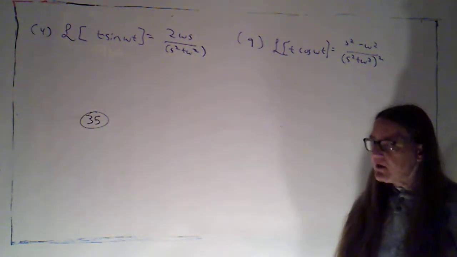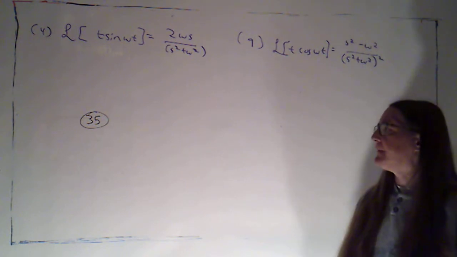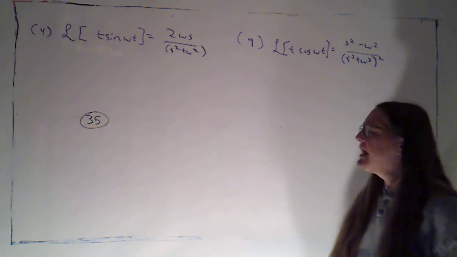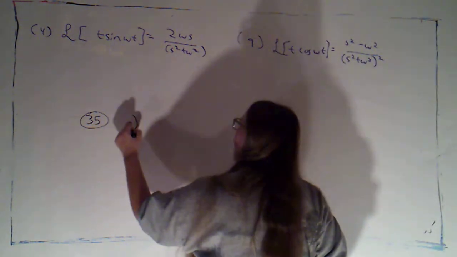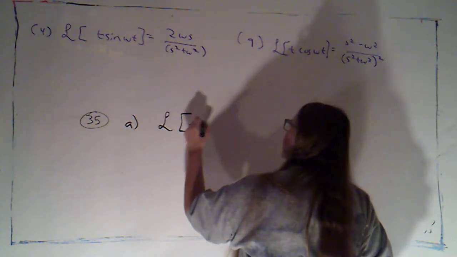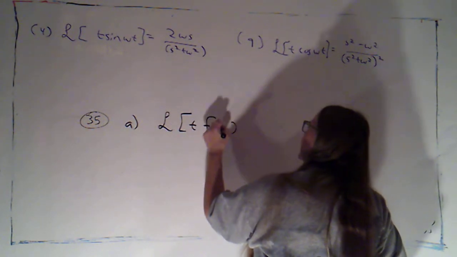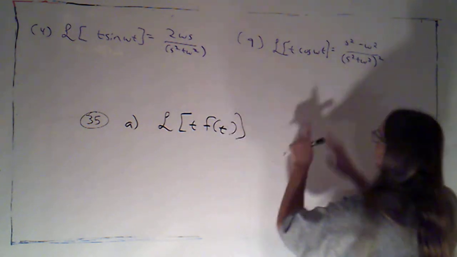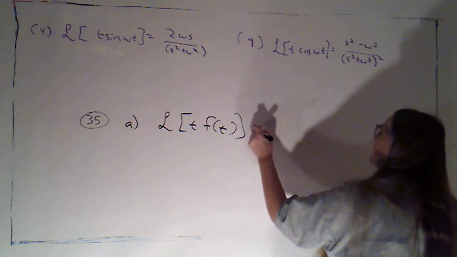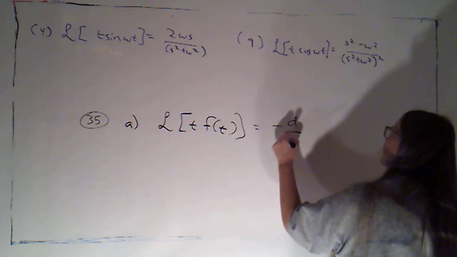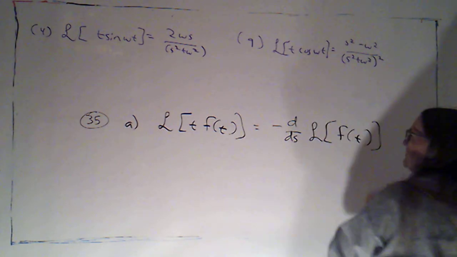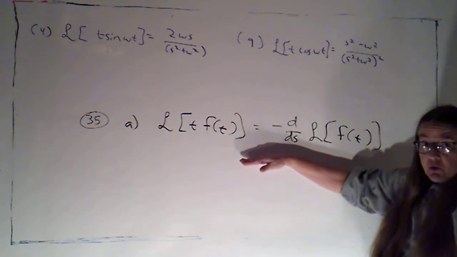Now, you are sort of asked to derive these formulas in question 35 of your homework. And there's a big note in the homework to caution you about this, because I think the book is a little bit irresponsible here. Okay, 35 part A asks you to show that the Laplace transform of t times f of t, so in these cases my f of t would just be cosine omega t or sine omega t, is actually the opposite of the derivative with respect to s of the Laplace transform of f of t. Now, that is true.